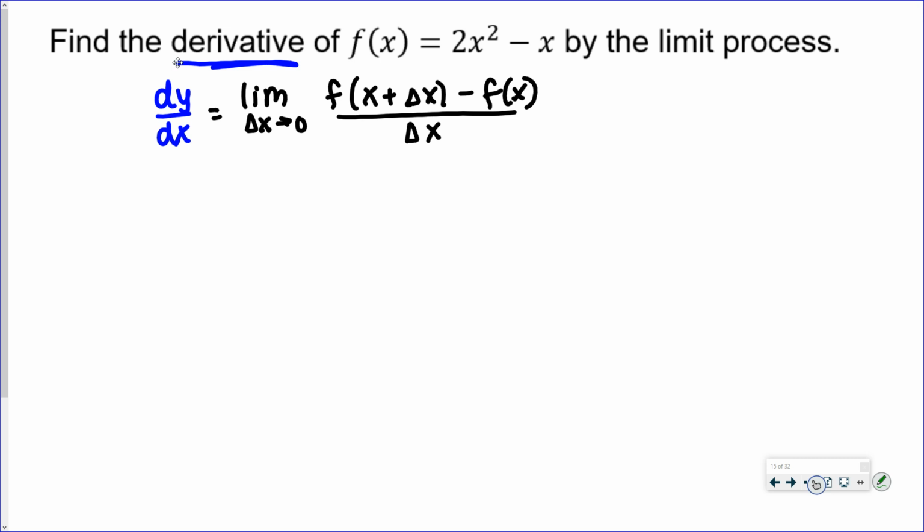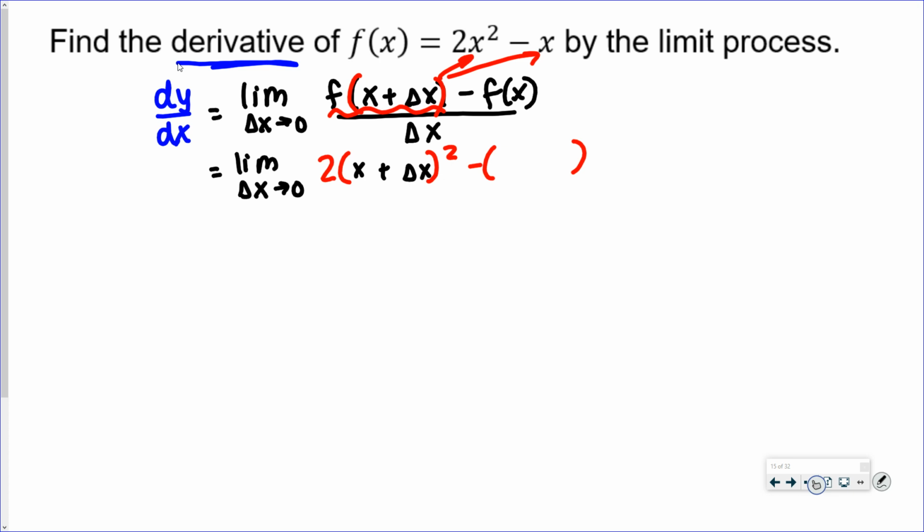Okay, I'm not using the one with c's. That'd be if I wanted a specific point. Okay, so let's go ahead and apply this definition to my function here. So I have the limit as delta x approaches 0. F of x plus delta x, that means I'm plugging that into my function in for x. It would be 2x squared minus x. And you're plugging in x plus delta x.